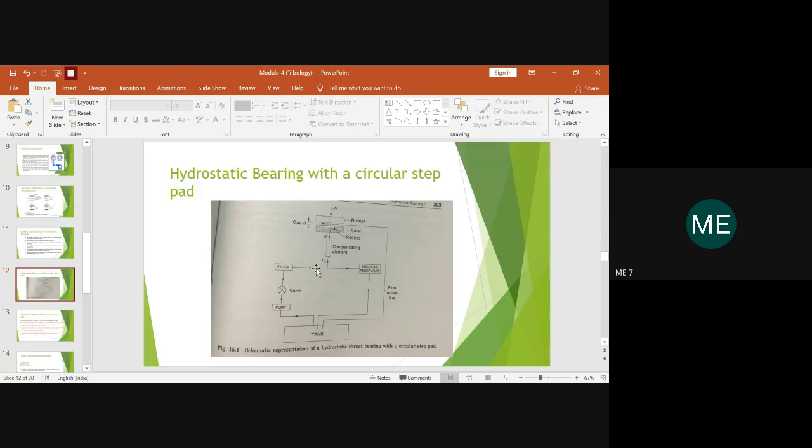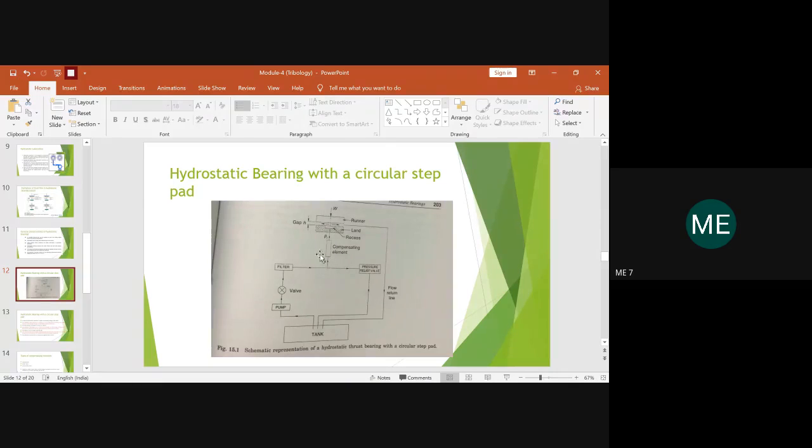You'll be having a compensating element, which will control and provide the required pressure. Sometimes the supply pressure is higher and the required pressure might be a little lesser. So you need to compensate the variations and see that the optimized amount of pressure is passed through the recess. Hence we have a compensating element.